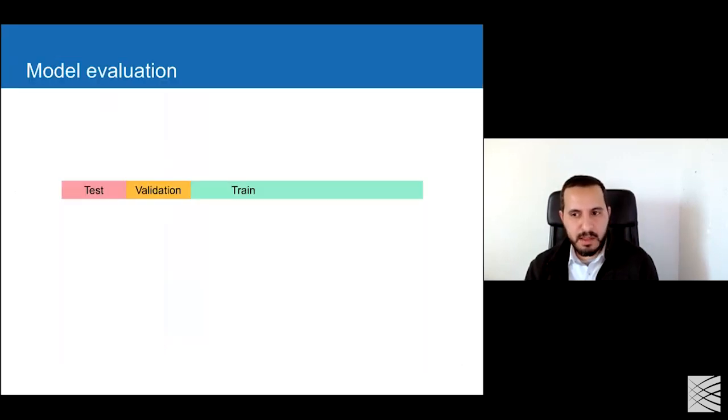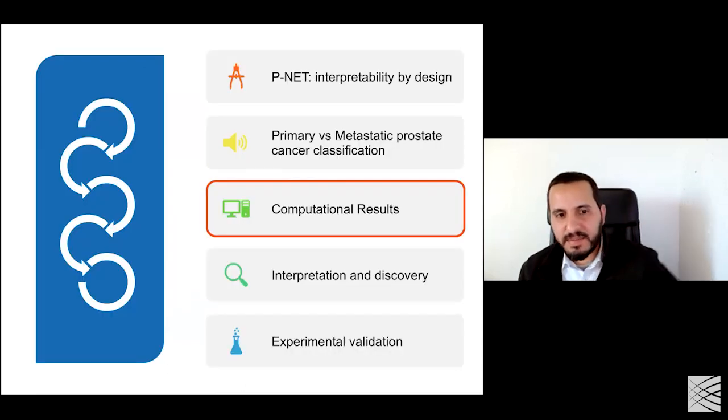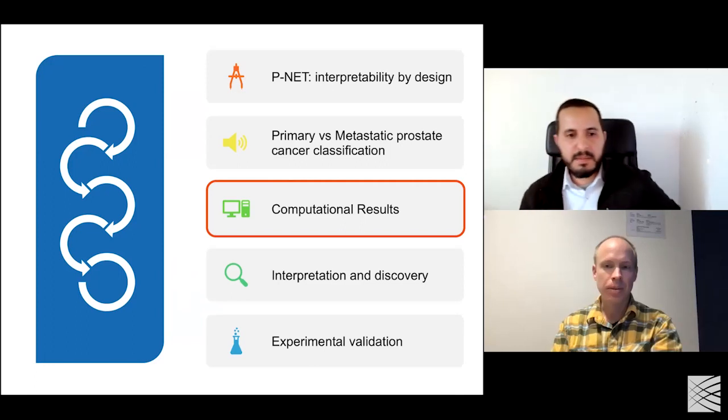So using, yeah, I'm sorry. Before getting into the results, is it correct that you used molecular features as well, like RNA expression, or no? Well, yeah, this is a very good question.